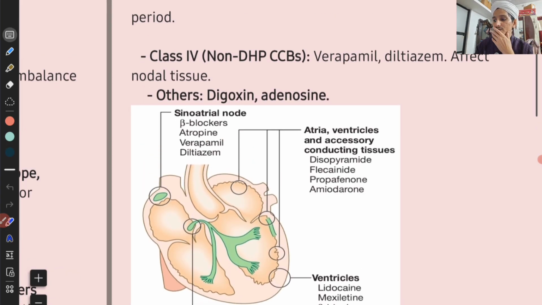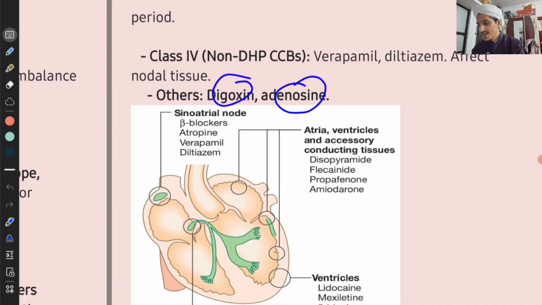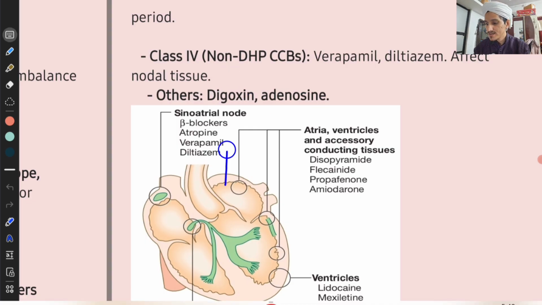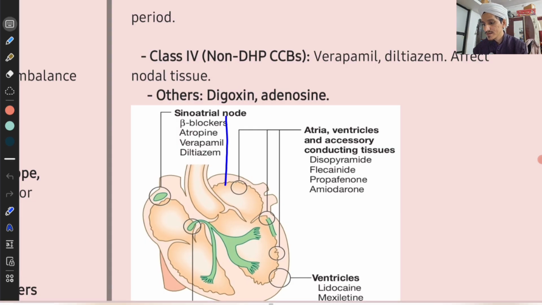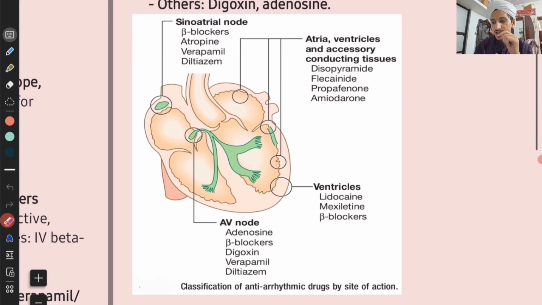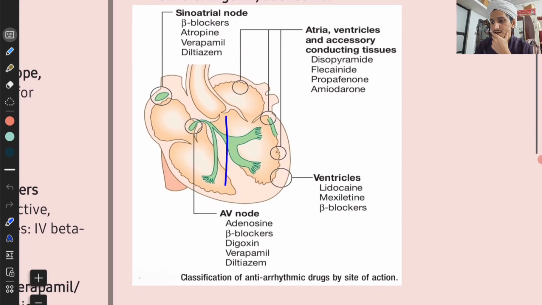Class 4 are calcium channel blockers, verapamil, diltiazem. Others are digoxin and adenosine. So where will they act? This is a diagram showing where they act. Beta blockers, verapamil, diltiazem, and atropine act on the AV node. These are the drugs acting on the AV node.